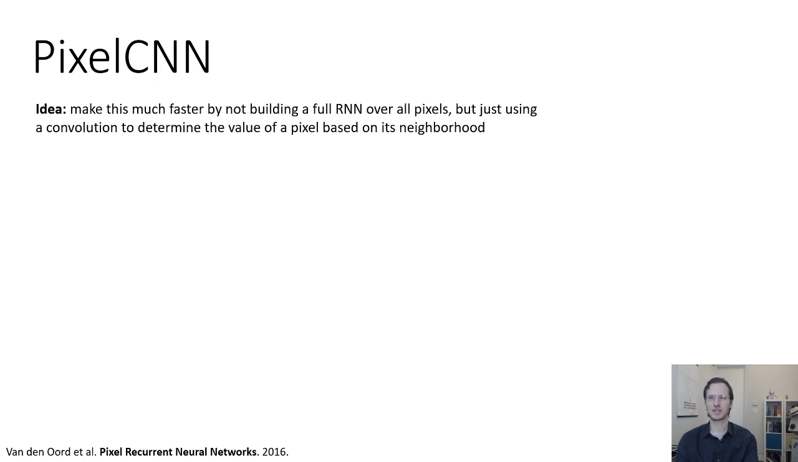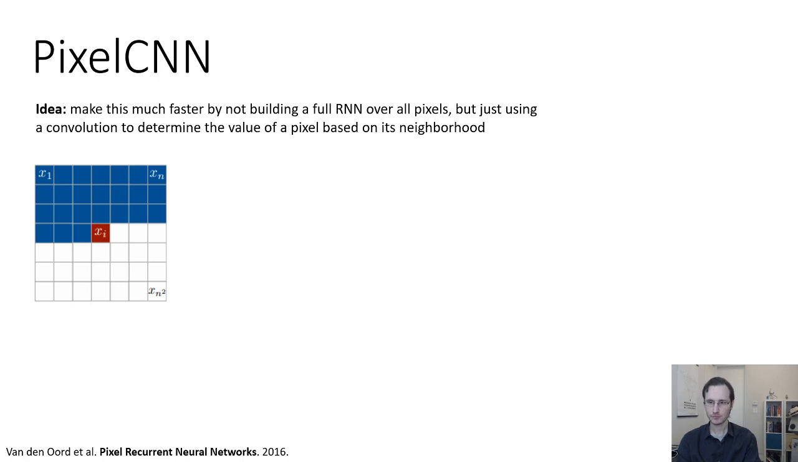I should also mention that this idea is not mutually exclusive with building an RNN. You can actually combine them together. But let me just explain the pixel CNN idea on its own. Before, we would build an RNN that would read in all the pixels above and to the left of the current pixel. Now we're going to say the value of this pixel that we're going to generate, this 256-way softmax, is only going to depend on a local neighborhood of this pixel. That's very much like how a convnet works.